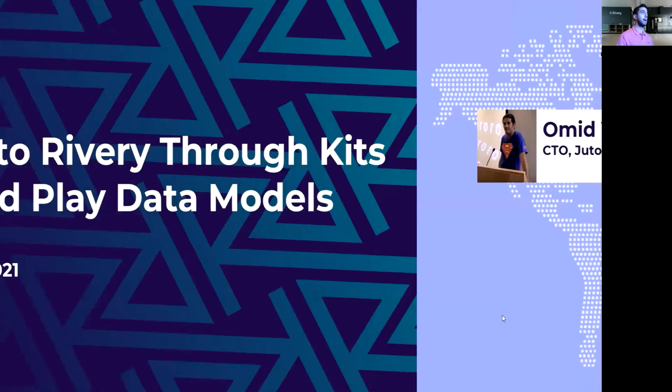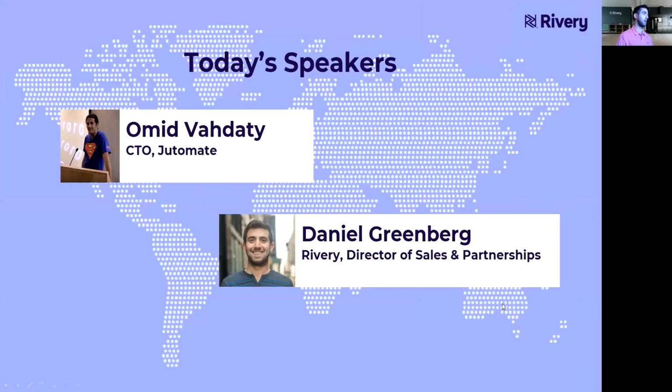All righty. Cool. So Omid, thank you for teeing up the intro. Junimate is one of our trusted partners in the Israel region. And my name is Dan Greenberg. I am the Director of Partnerships and Sales for Rivery, and I've been with the company coming up on about 4 years now. So I've really seen the product develop and unfold in the market for some time, and it's been an awesome experience. I'll talk a little bit about the company background in a second.